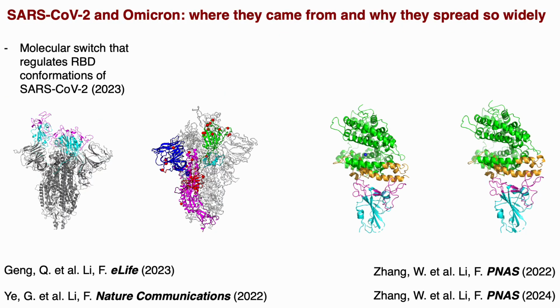During the pandemic, we continued to work on the structure and function of the SARS-CoV-2 spike protein. We identified a molecular switch in the spike protein that regulates the up and down conformations of the RBD.